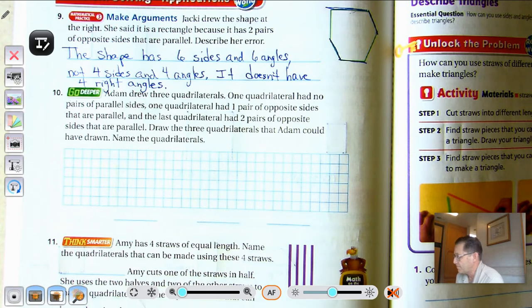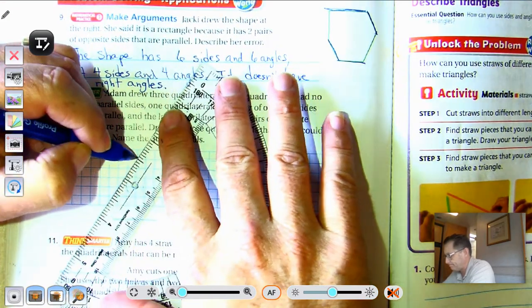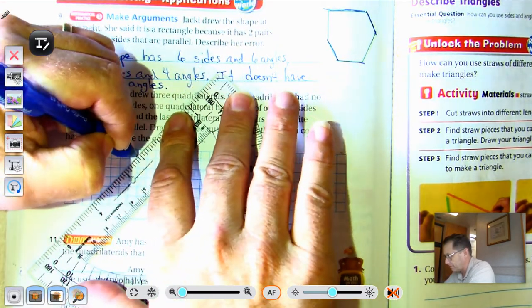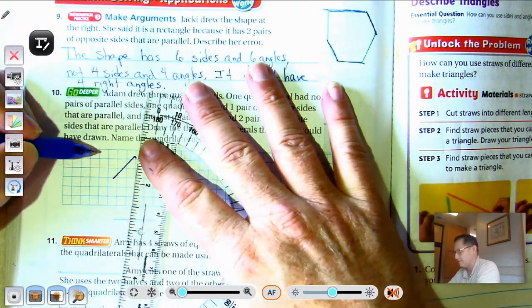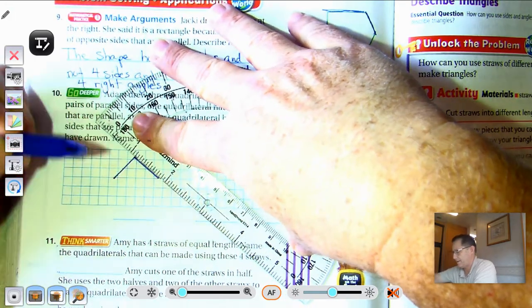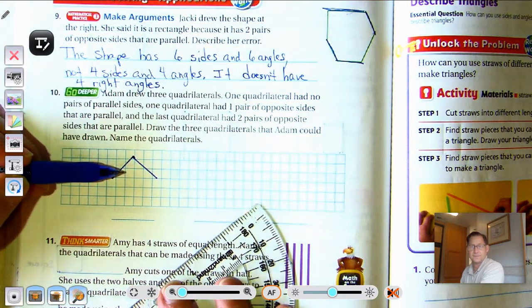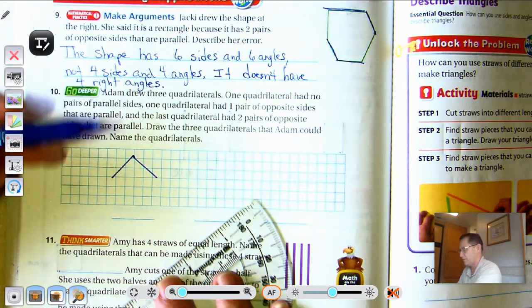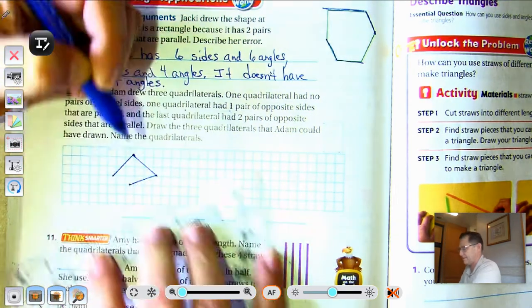So let's look at it. One quadrilateral had no pairs of parallel sides. Okay, so I'm going to start there. So I want this side not to be parallel with this side. So I'll draw it in like that.